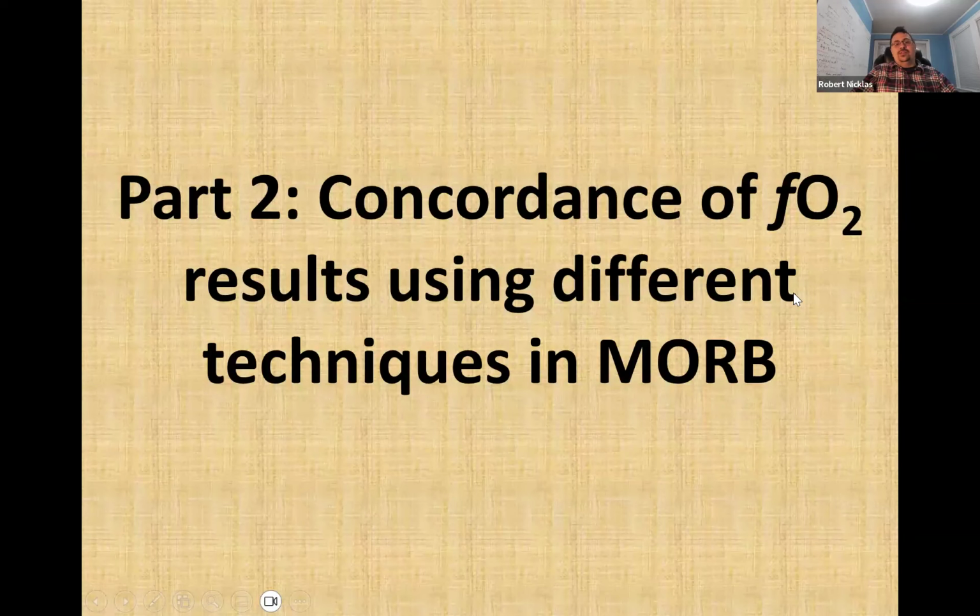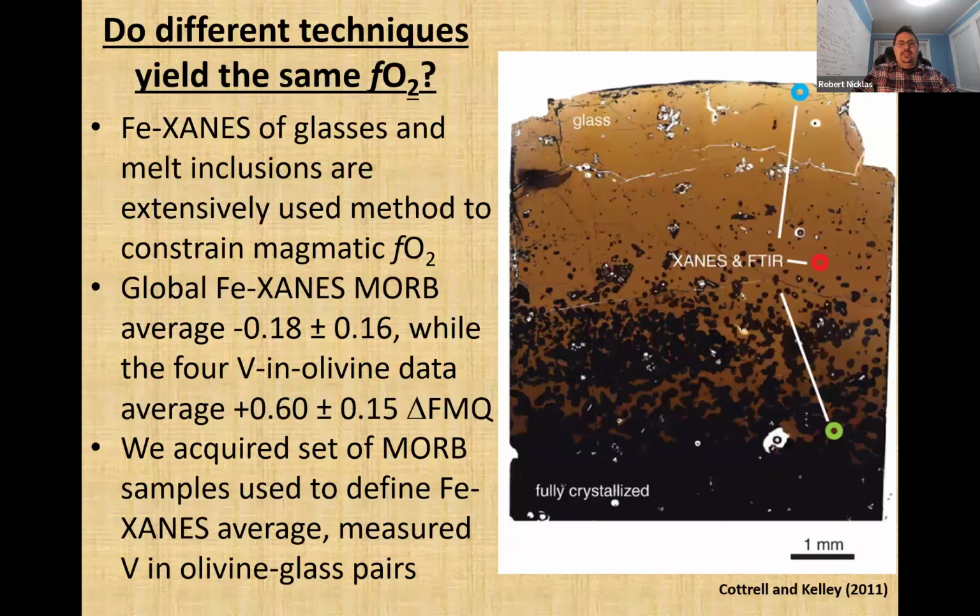So we're going to move out of the Archean. We're going to continue to look at oxygen fugacity of lavas using the vanadium and olivine method, but we're going to start with some mid-ocean ridge basalt, some MORB. So here's a very, very beautiful MORB with the glassy rind and then sort of fully crystallized interior.